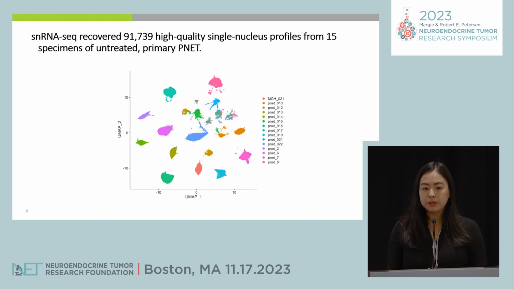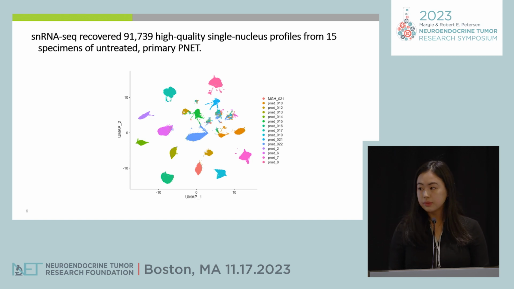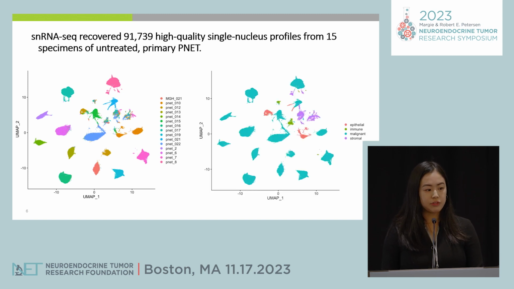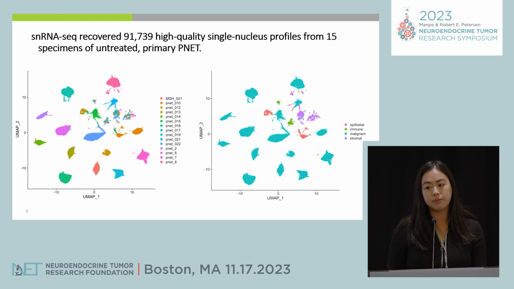And this is a UMAP representation, which is a two-dimensional representation of the transcriptional profiles with each dot representing a cell. And here it's colored by patient ID. We then wanted to look into what the different cell types are. So first we identified the different compartments by looking at the expression of canonical marker genes. In teal, you see the malignant compartment. In purple is the stromal compartment. In green is the immune, and in red is the epithelial compartment.